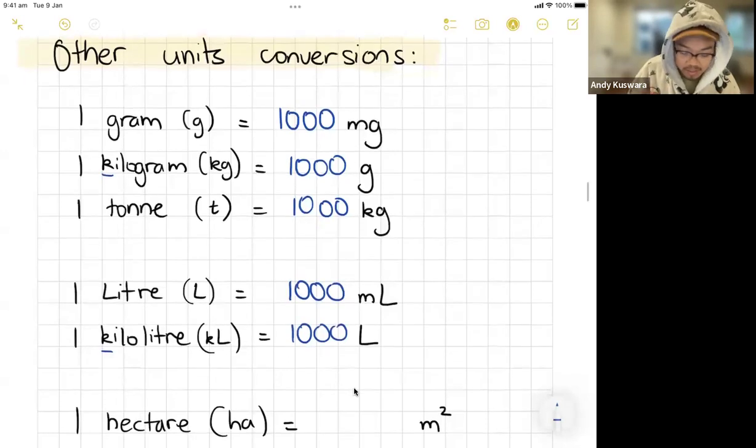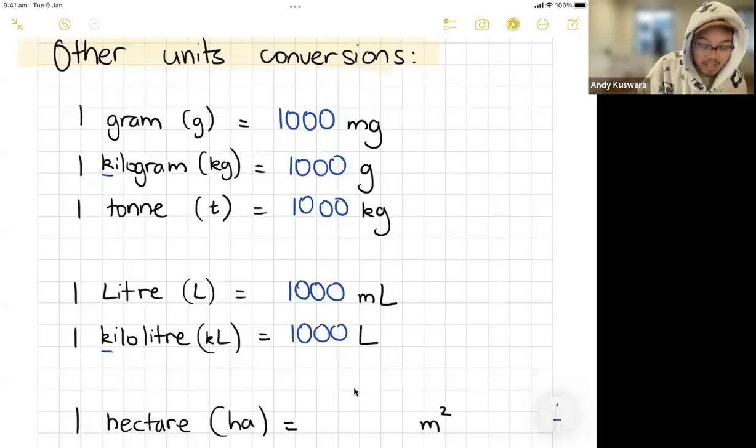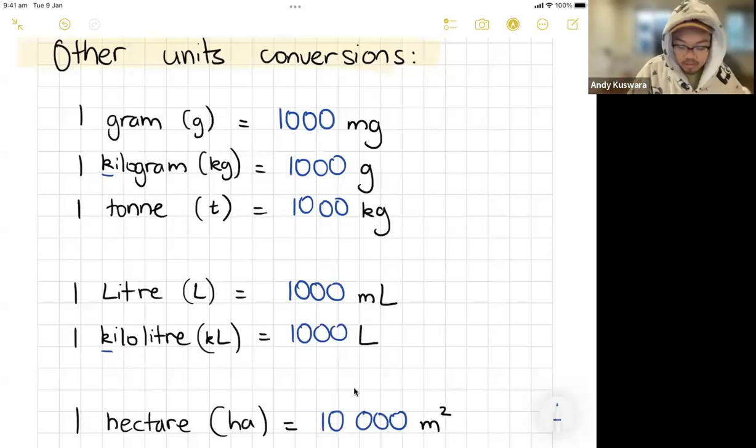The only one that's different for today is hectares, which we sometimes use when talking about the size of a piece of land. Hectares are quite large. If you live on a farm or out in the sticks, you'll probably have a large piece of land that's measured in hectares. And 1 hectare is 10,000 meters squared. So quite large, you can do a lot of things on there.